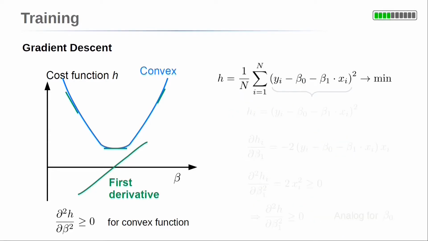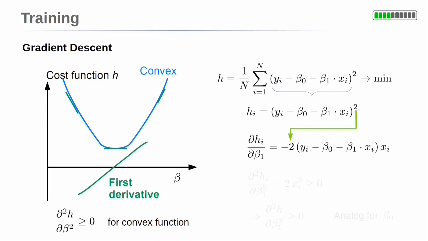Now, let's prove quickly that mean squared error is indeed a convex cost function for linear regression. We only need to calculate the second-order derivative for one of the terms in the sum. This is because the sum of positive second-order derivatives still is positive. Here we calculate the derivative with respect to beta 1. The first derivative reduces the square and brings it in front. The minus and x result from the derivative of the expression in the brackets with respect to beta 1.